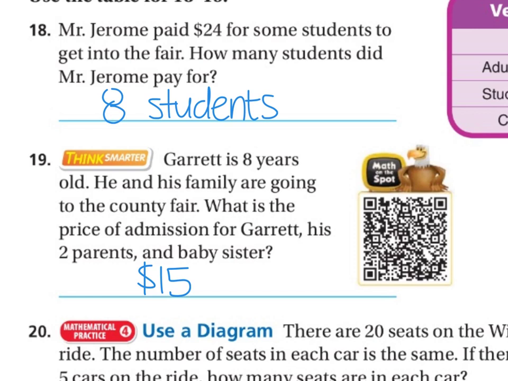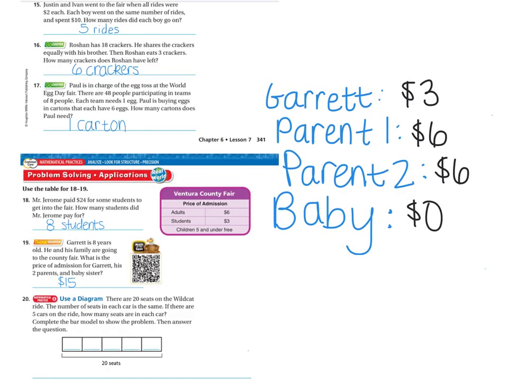The answer to number 19 is $15. Fast forward now if you got that answer. The key to getting this problem correct is to be a careful reader and pay attention to the table. So if Garrett, his 2 parents, and his baby sister go to the fair, it's going to cost Garrett $3 to get in. Because he's 8 years old, we can assume that he is a student.